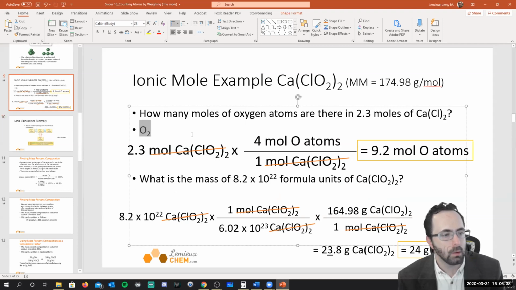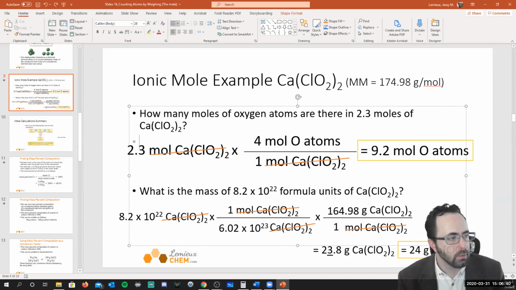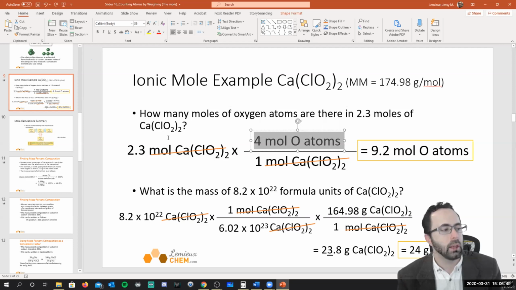Well, each one of these has 4 oxygen atoms. And each mole of these has 4 moles of oxygen atoms. And so you put the moles of the whole thing on the bottom here, and the moles of the oxygen atoms on top. That gets you the moles of the oxygen atoms.